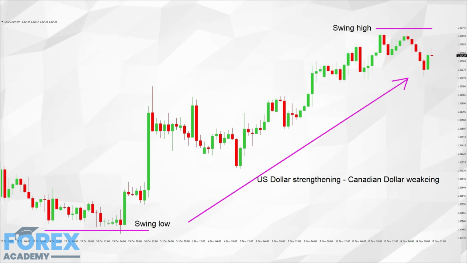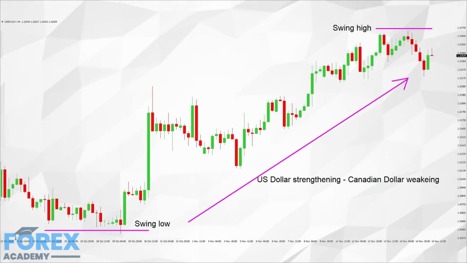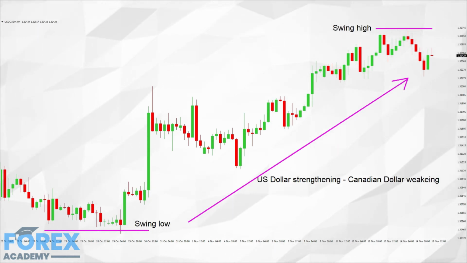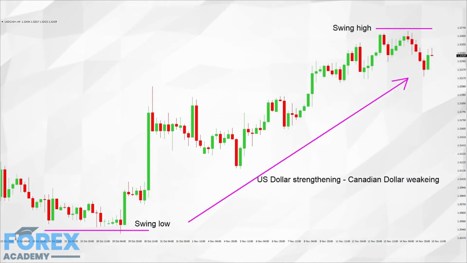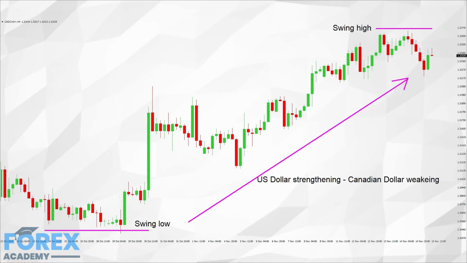Example C is a chart of the USD CAD pair on the 4-hour time frame. Traders look for patterns on their screen such as swing highs and swing lows in order to try and gauge the strength of one currency against another. And therefore, in this chart we can see that after a swing low, the US dollar began strengthening against the Canadian dollar, all the way up to the swing high where we met some resistance, and then the Canadian dollar began to strengthen against the US dollar as price retreated away from the swing high.